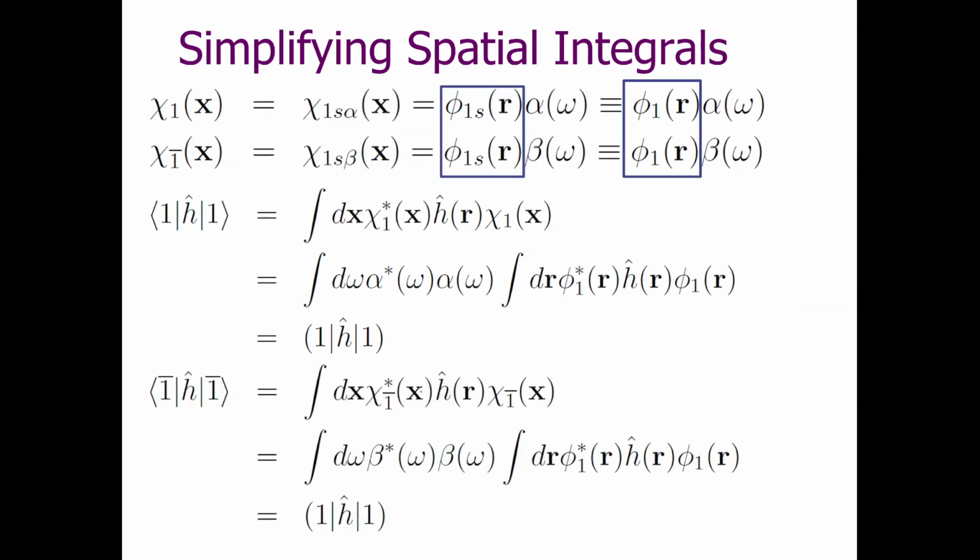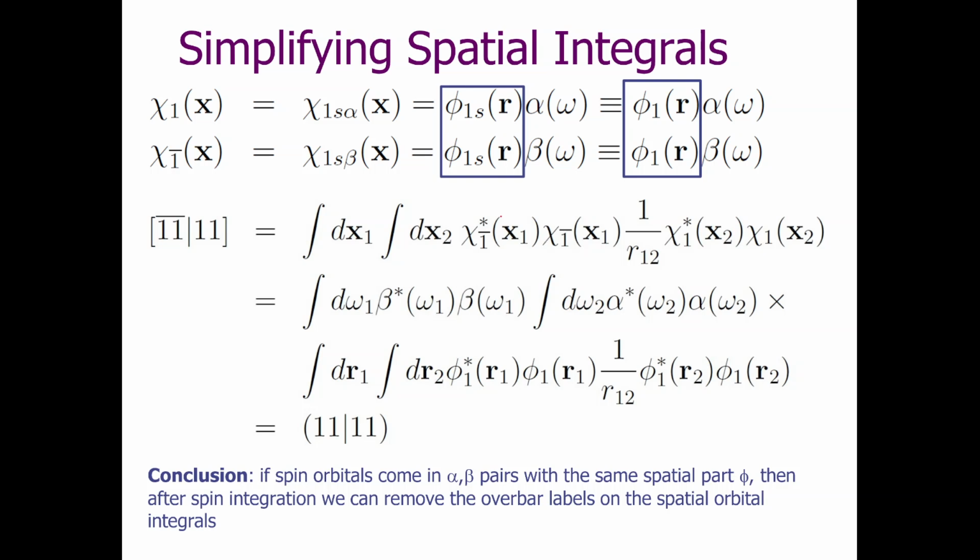So what it actually means is that because their spatial integral is the same, this term and this term become the same. So actually you can write <1|h|1> and <1bar|h|1bar> as the same. So that's what they meant as the generalization. And again, a similar thing holds for the two-electron spatial integrals also. If spin orbitals come in alpha-beta pairs with the same spatial part phi, then after spin integration, we can remove the overbar labels. That means the beta labels that they are mentioning on the spatial orbital integrals.